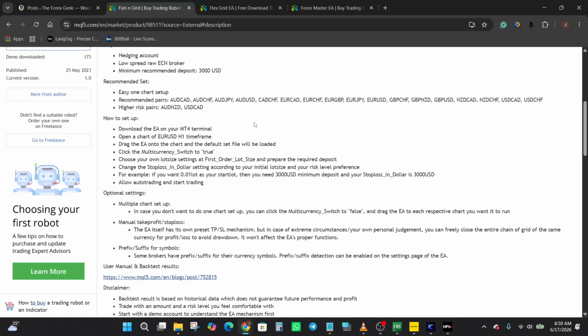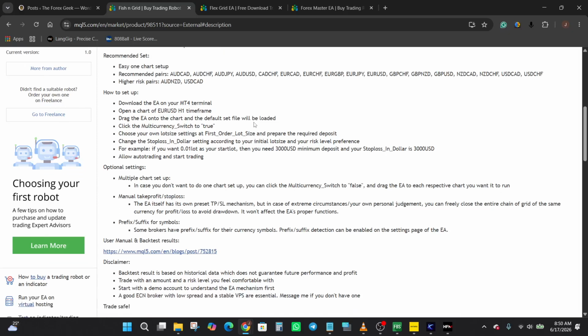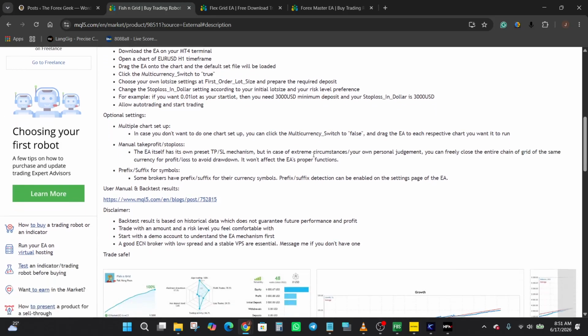All right. The settings section provides flexibility as well. Users can choose between the multi-currency setup or running the EA individually on separate charts. The developer also mentions manual intervention capabilities, allowing traders to close an entire chain of positions on the same currency if they choose to manage exposure during unusual market conditions. There is also support for broker symbols, prefixes, and suffixes, which can be useful depending on the broker being used. Now, let us move on to the historical backtesting section.